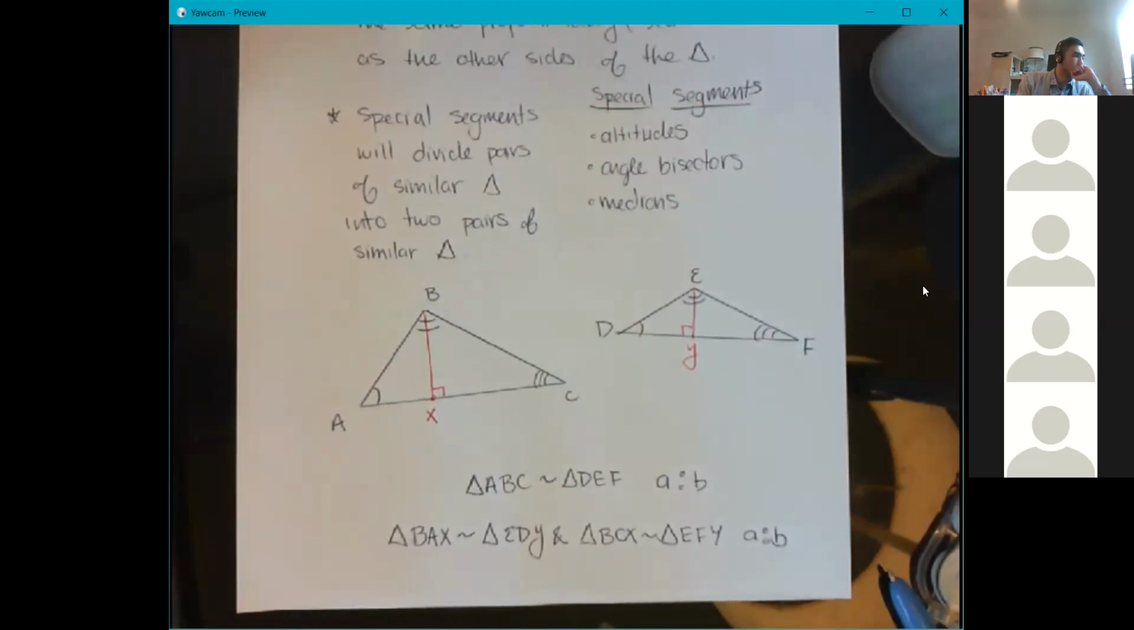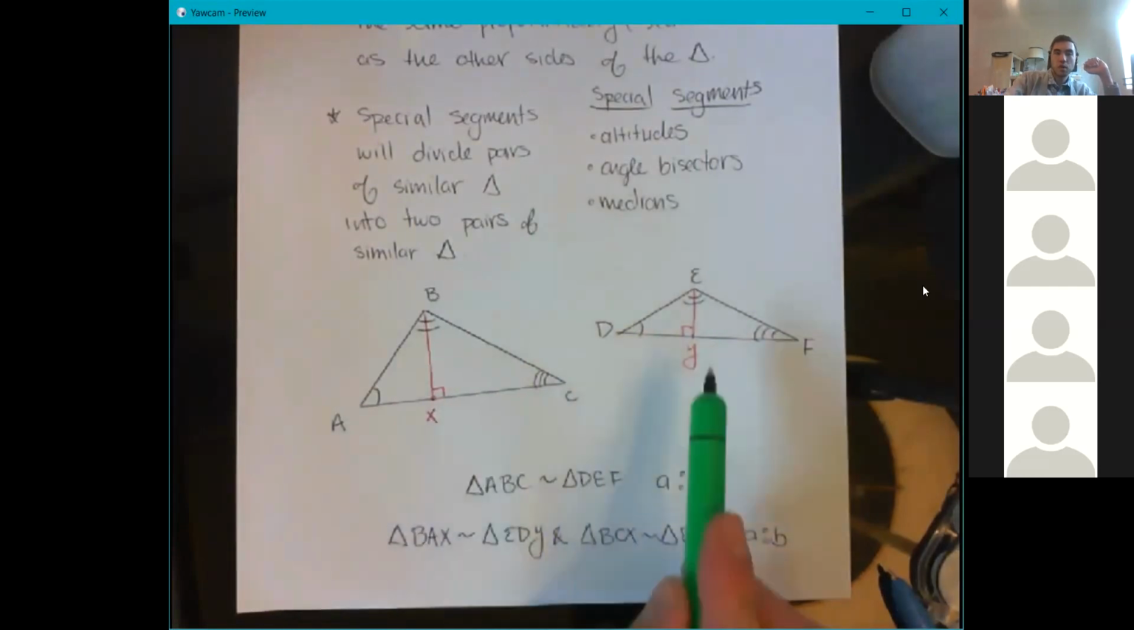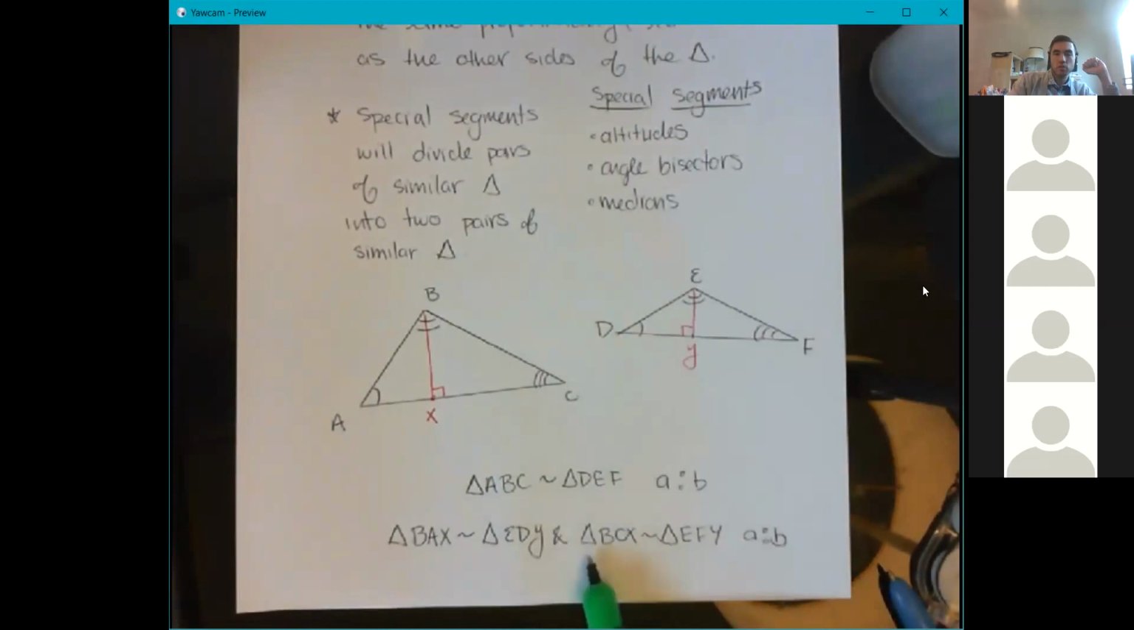EYF. Sorry? Would angle BAX be similar to triangle EYF? Yes, so BCX in that order would be similar to triangle EFY in that order, and that's written down here, yeah.